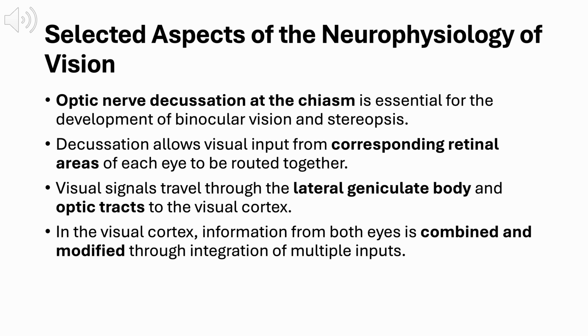Because of this decussation, signals from corresponding retinal areas can travel together through the optic tracts, stop at the lateral geniculate body, and then continue on to the visual cortex. That shared routing is what makes binocular vision and stereopsis possible in the first place. Once the signals reach the visual cortex, the brain doesn't just stack them on top of each other. It compares them, combines them, and tweaks them using multiple inputs. That's where single vision, fusion, and depth perception are actually built. Without this precise wiring, the eyes could be perfectly aligned and still never work together properly.